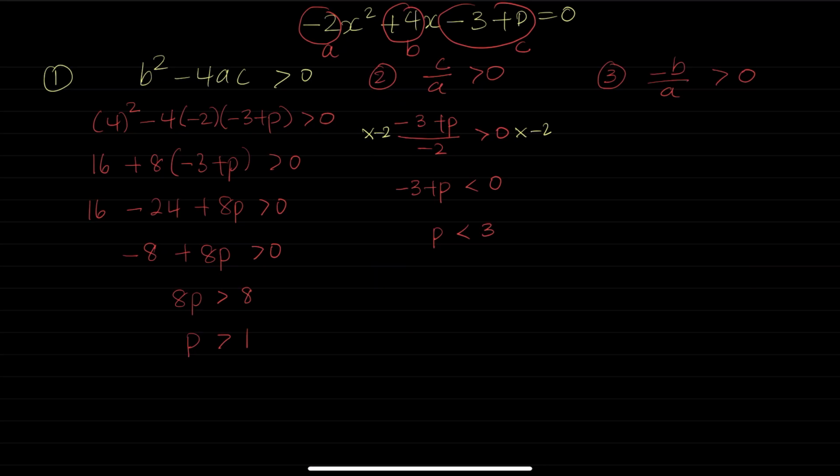And for the last one, it's more of a check. Minus b, so minus 4 divided by a, which is minus 2, should be greater than 0. This is 2. 2 is greater than 0. So we know that that is correct. There's nothing we need to do there.